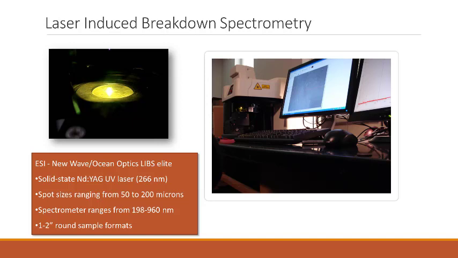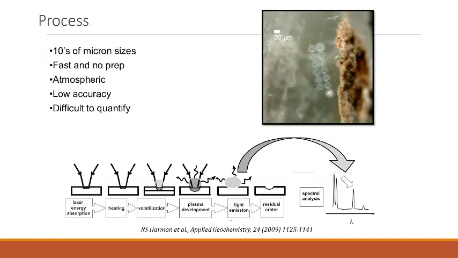This uses a yttrium garnet UV laser that is then applied to a sample at sizes ranging from 50 to 200 microns. Recall that a human hair is 70 microns, so we're on the same scale. The spectrometer can read light from 198 to 960 nanometers, meaning that it covers the near UV, visible, and near visible infrared ranges. It accepts quite easily anything that fits into a 1 to 2 inch round sample format.